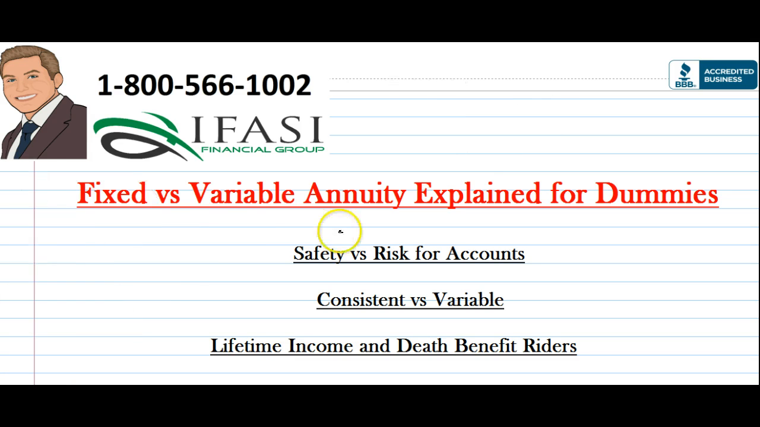So let me clear off the screen. So when pulling up my bullet points, I have a couple of different things mentioned. I say safety versus risk for accounts. The fixed is going to give you a more safe, it's going to give you that peace of mind saying if the market crashes, my money is fine. As opposed to the variable, it says if the market crashes, then I lost all my money.